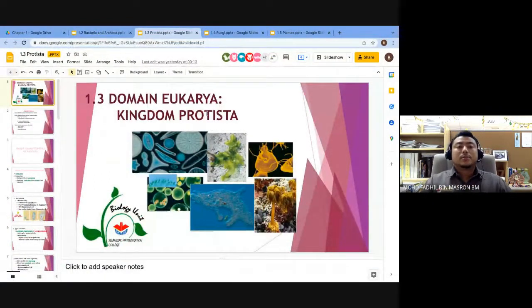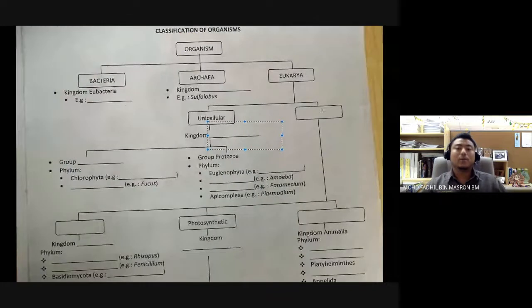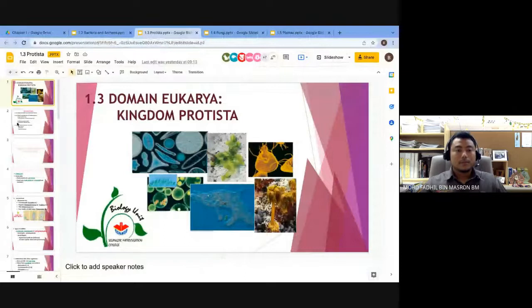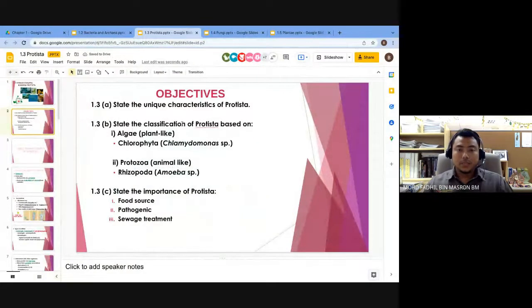Okay. So when we speak about kingdom Protista, don't just think in your head that we're only talking about the kingdom. Please also bear in mind what their domain is. Domainnya adalah domain Eukarya. How do you know? Take a quick peek on here. So kita adalah Eukarya. Okay. Alright, so here are the objectives. You need to be able to state the unique characteristics of Protista, the classification of Protista based on algae and protozoa, and last but not least, state the importance of Protista.